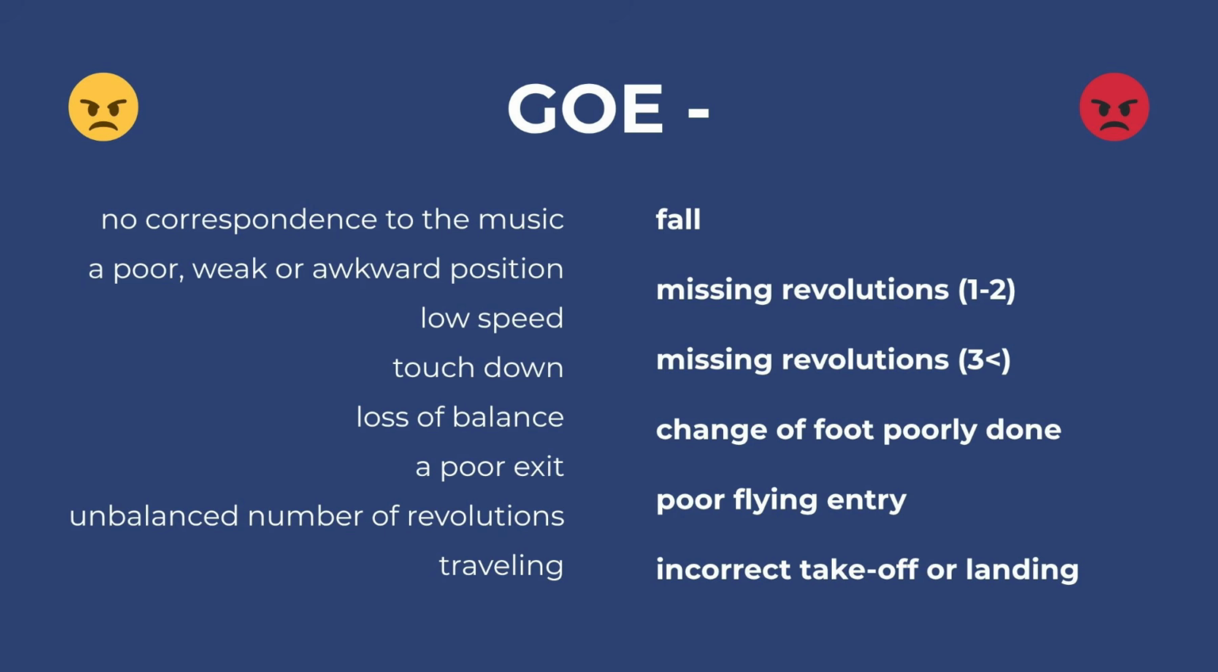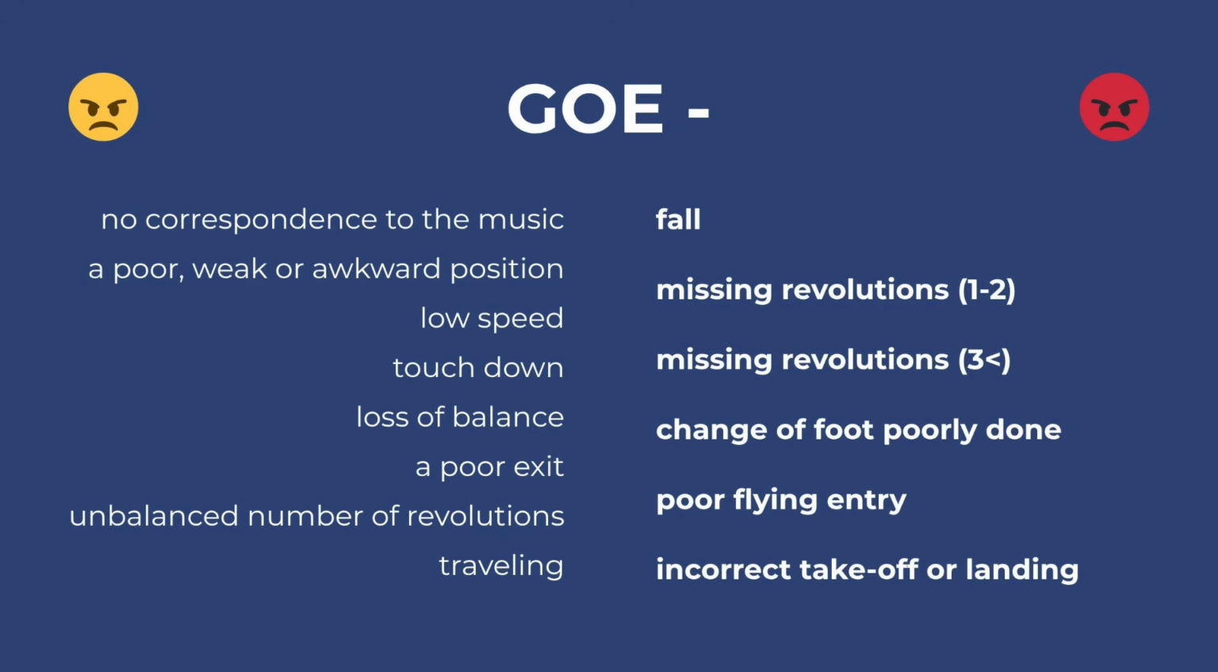On the other hand, judges reduce the GOE if they see a spin not corresponding to the music, a poor, weak, or awkward position, low speed, a touchdown with the free foot or the hands, loss of balance, a poor exit, an unbalanced number of revolutions in a change foot spin, or traveling, meaning that the skater doesn't manage to keep the spin in one place on the ice.